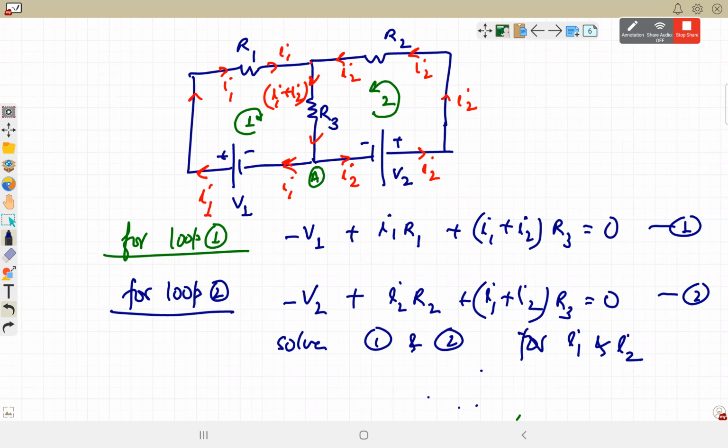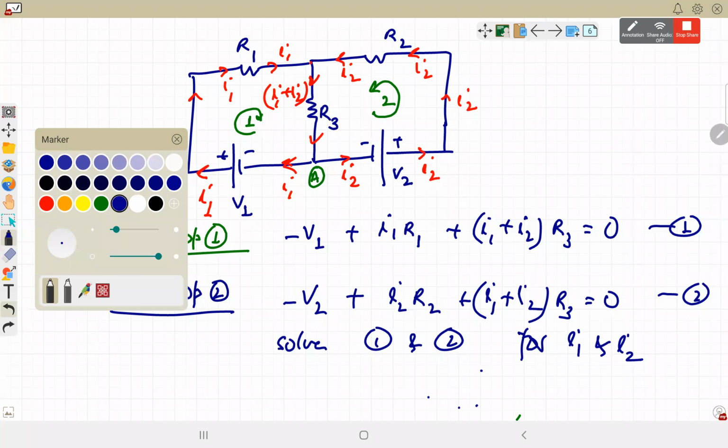Okay. So for any such circuit, we have to write the equation of Kirchhoff's law for each loop, and then by solving those equations of each loop, we'll find out current in each resistor and each branch. एक छोटा सा क्वेश्चन भी देख लेते हैं इसमें.